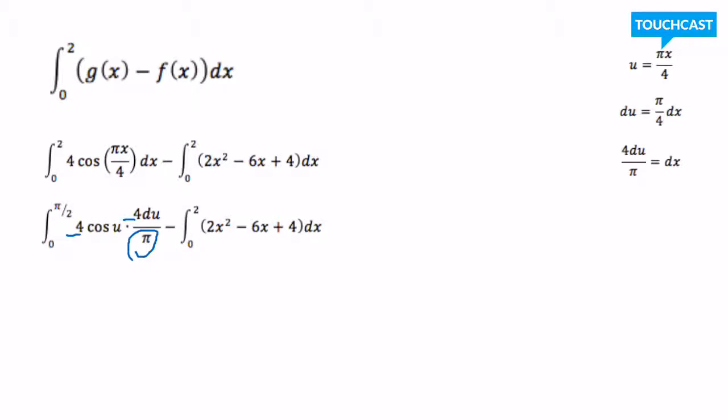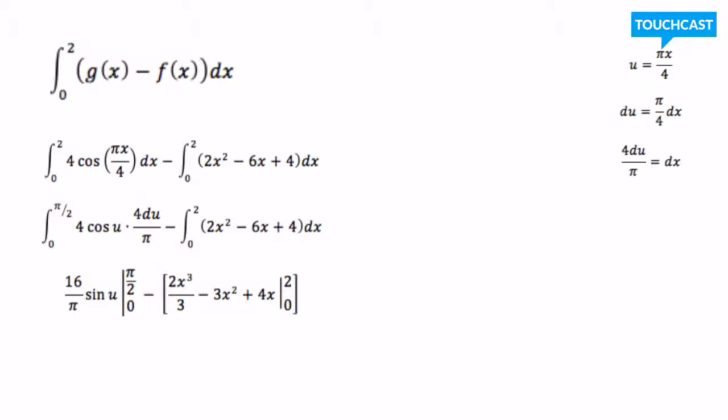The antiderivative of cosine of u is just sine of u. So here's my antiderivative: 16 over pi times the sine of u, which I'm going to evaluate from 0 to pi over 2. And I'm going to subtract what I get when I evaluate the antiderivative of the second integral from 0 to 2. So the antiderivative of 2x squared is 2x cubed over 3 minus 3x squared plus 4x.